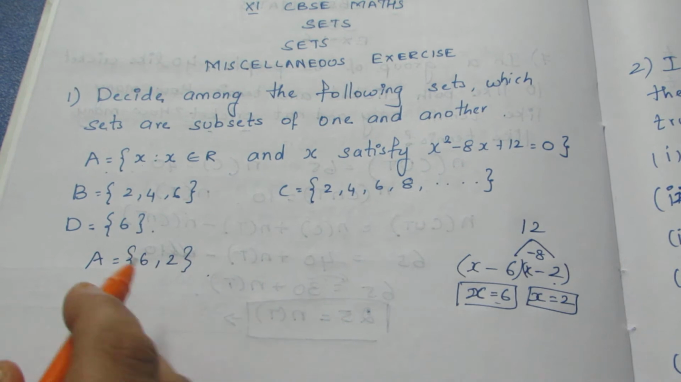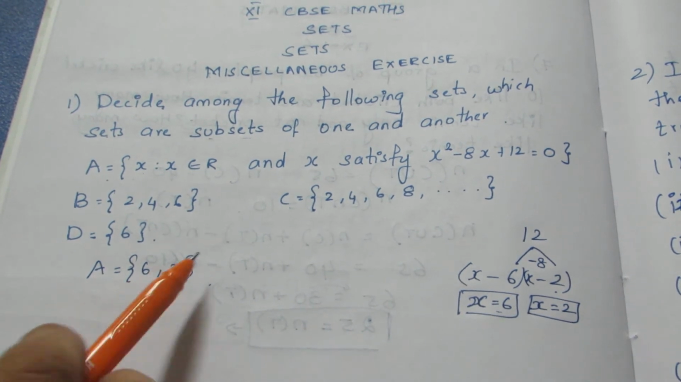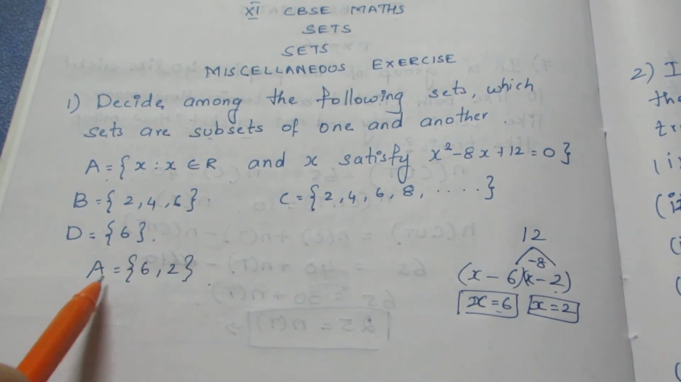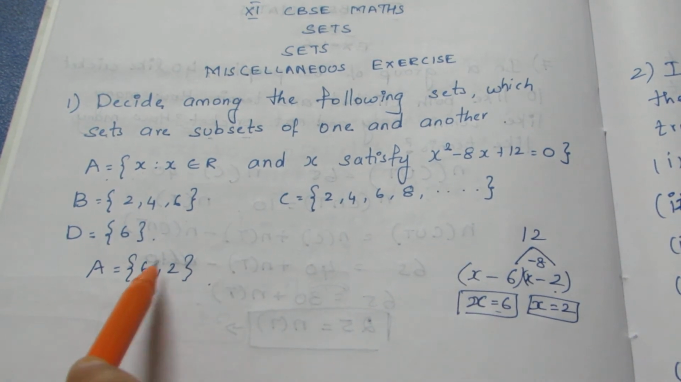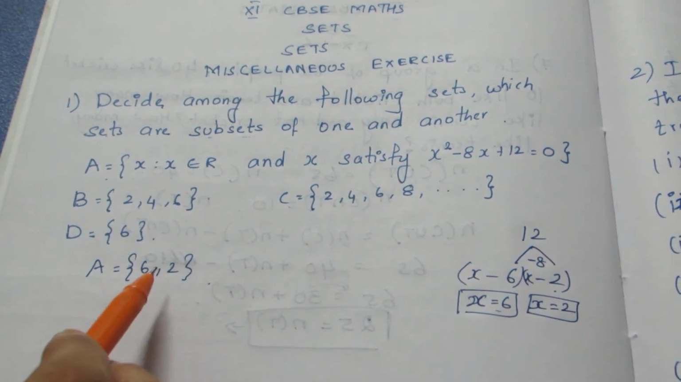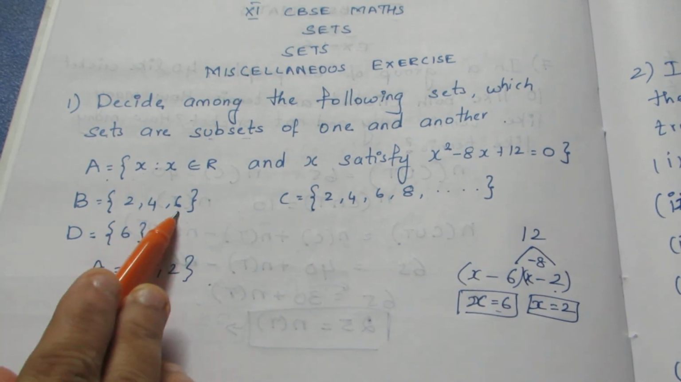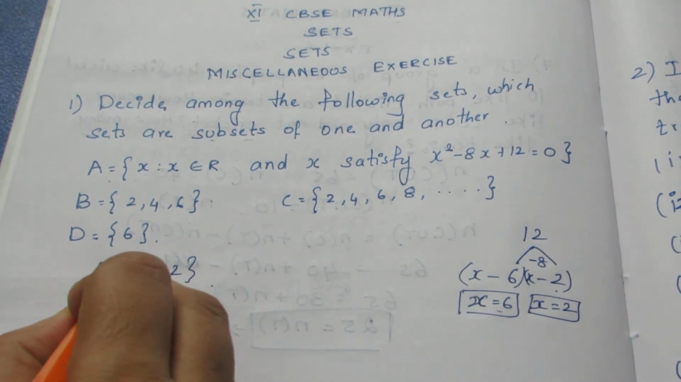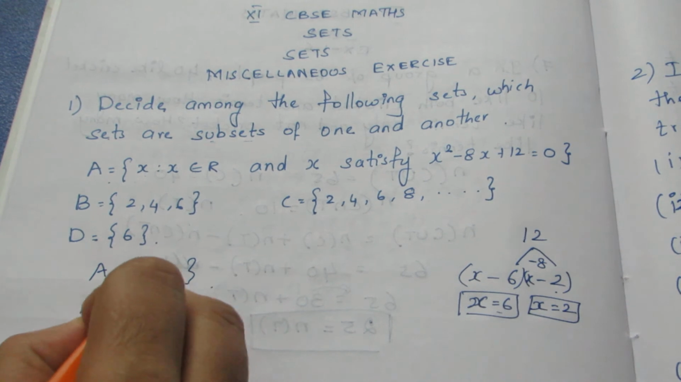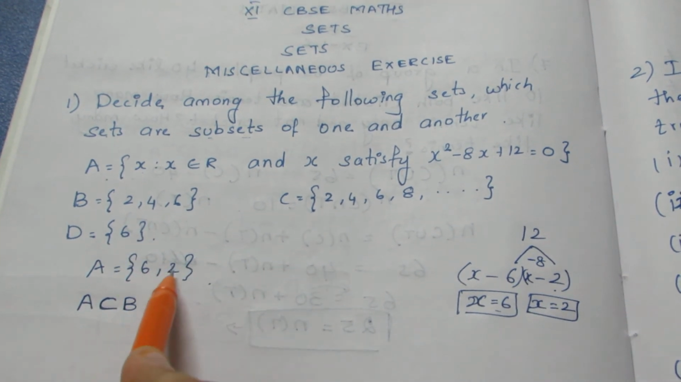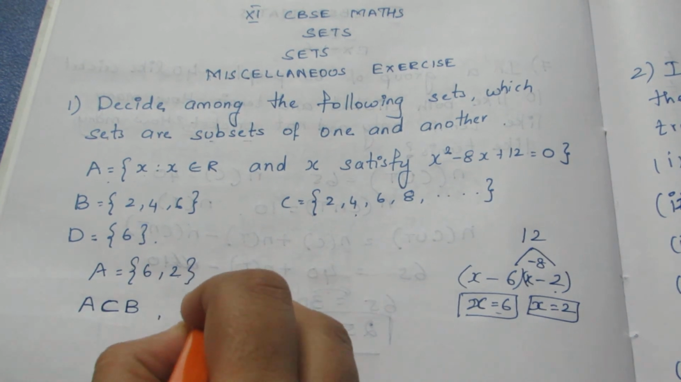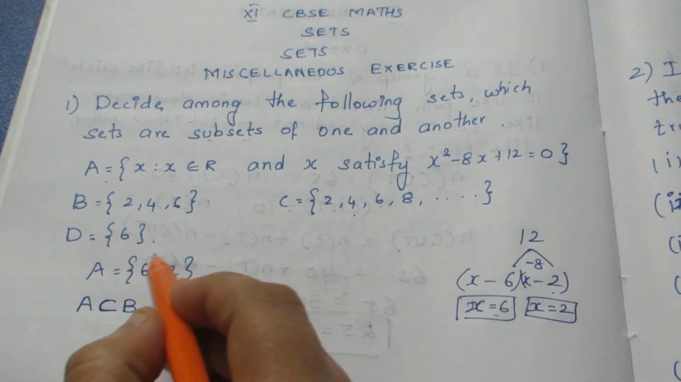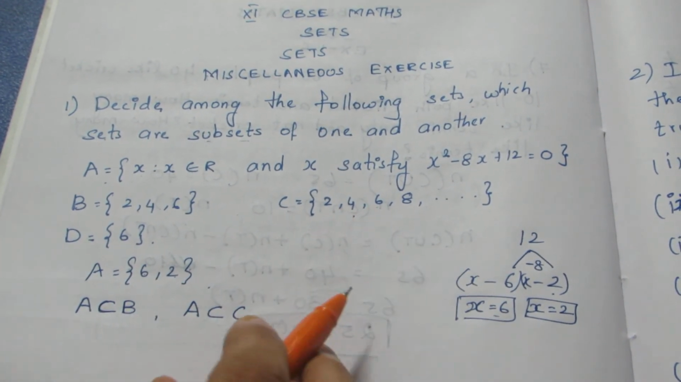Now first we will take A. Subset means the elements of the first set should be there in the second one. We know that these two numbers are here in B. So A is a subset of B. Now 6 and 2 are there in C. So A is a subset of C, because 2 and 6 are there in C.